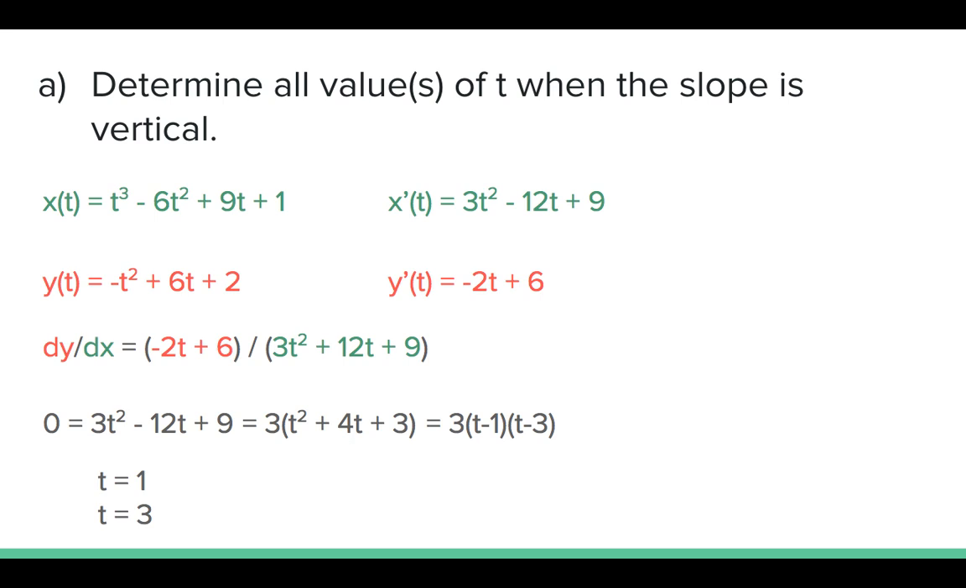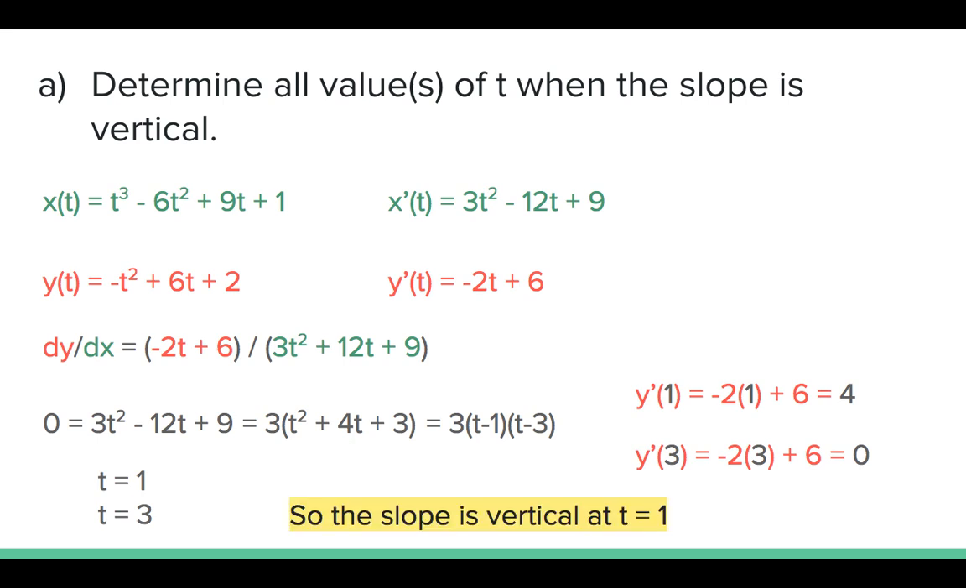Before a determination can be made, however, these values need to be plugged into y prime of t to make sure that y prime of t does not equal 0 at either of these points. When this is done, as you can see, y prime of 1 equals 4, but y prime of 3 equals 0. Because of that, the slope is only vertical at t equals 1.